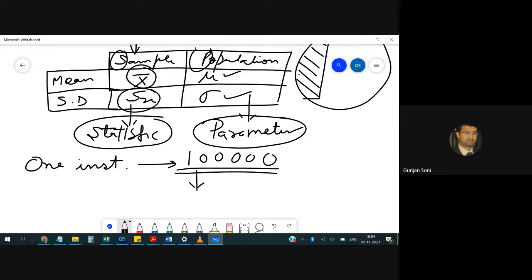So what am I going to do? I'm going to take a sample of, let's say, 100 units. I take a sample of 100 measurements, and then I find out mean and standard deviation from these 100 measurements. The next thing is how much error, precision error.